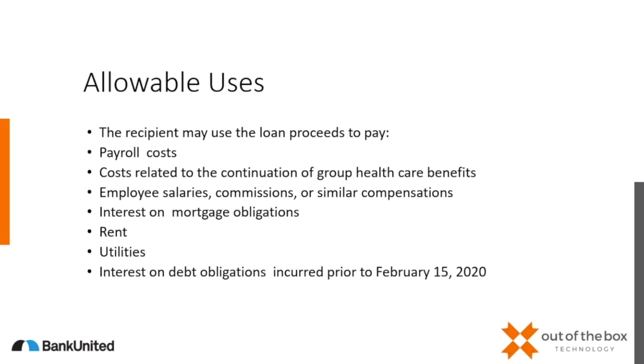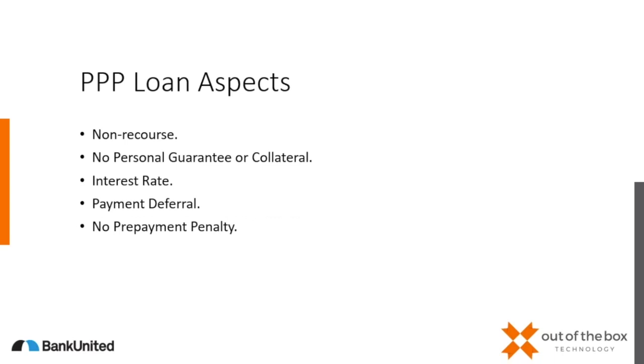Some of the different aspects on the next slide that are really nice and out of character for the SBA is that it's non-recourse. There is zero underwriting guidelines for this, meaning that when you apply, an underwriter doesn't even touch it. It goes straight to closing. So no personal guarantees, no collateral. They're not looking to take a second on your house, business assets, nothing.